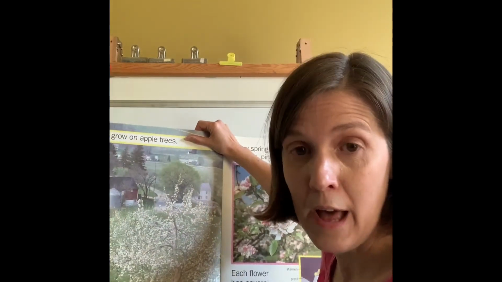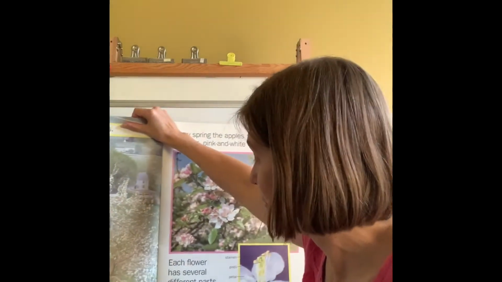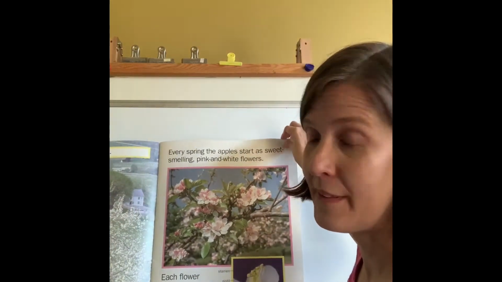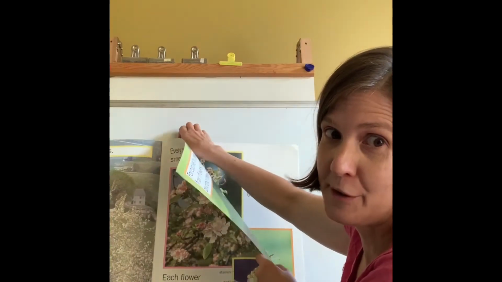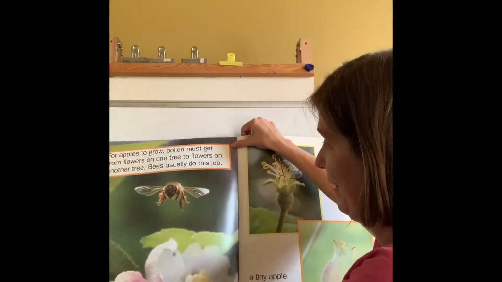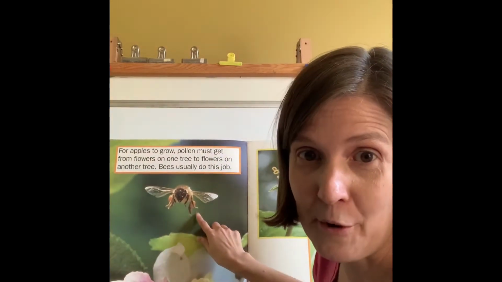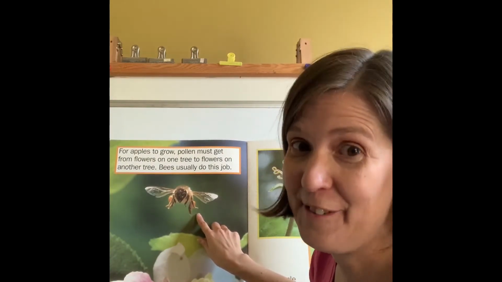Now all those flowers, some of them could turn into apples. They need a little help, those flowers, to turn into apples. And do you know who they get the help from? Wait till you see who helps the apple tree. There's a picture on this next page. Who helps us grow apples? What is that? You're right, it's a bee.